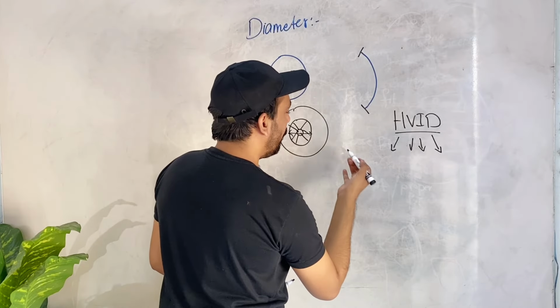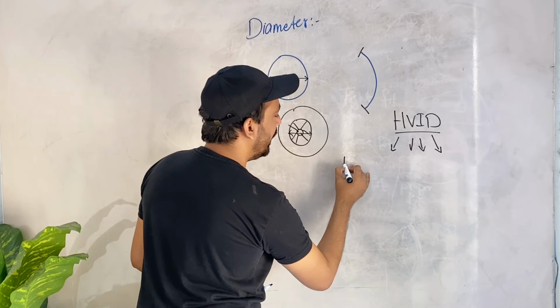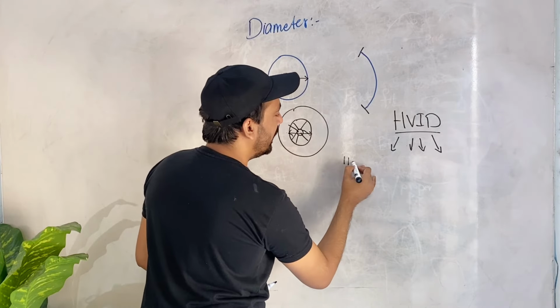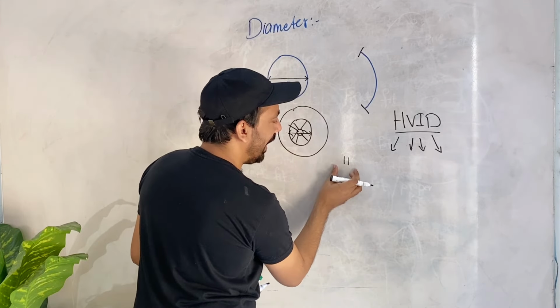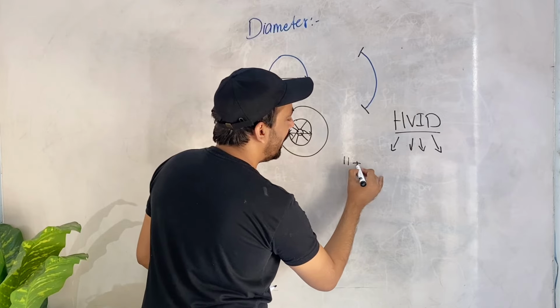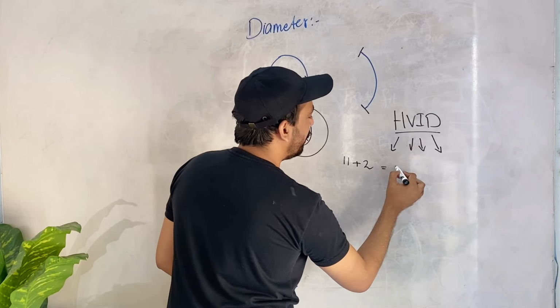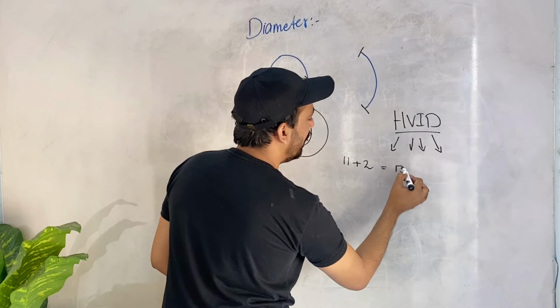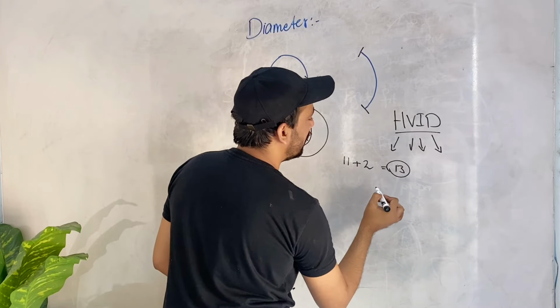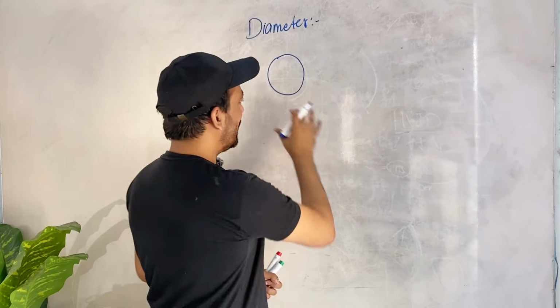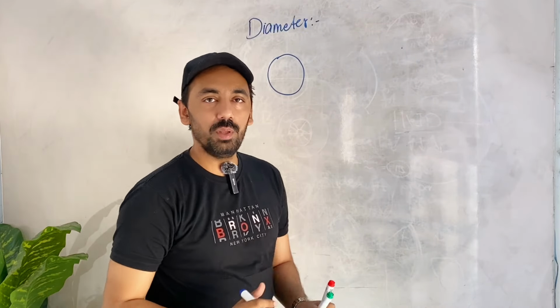For example, if I get an HVID of 11, this is a supposed value, then 11 is the value of HVID. I will add 2 to the 11, and 13 will be my diameter of the contact lens. So I will choose the diameter like this. As I told you, the widest part of the contact lens is called the diameter.